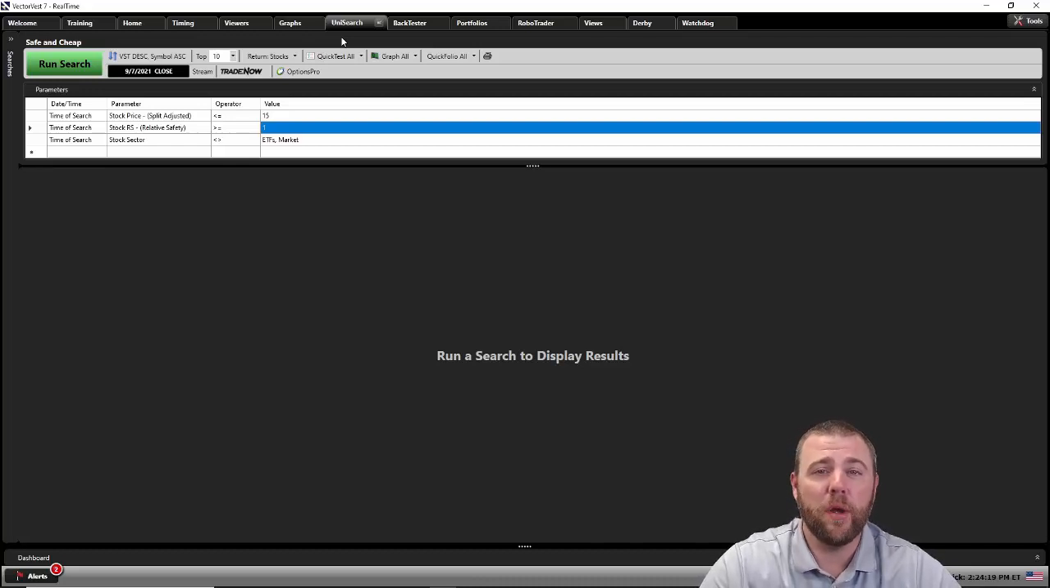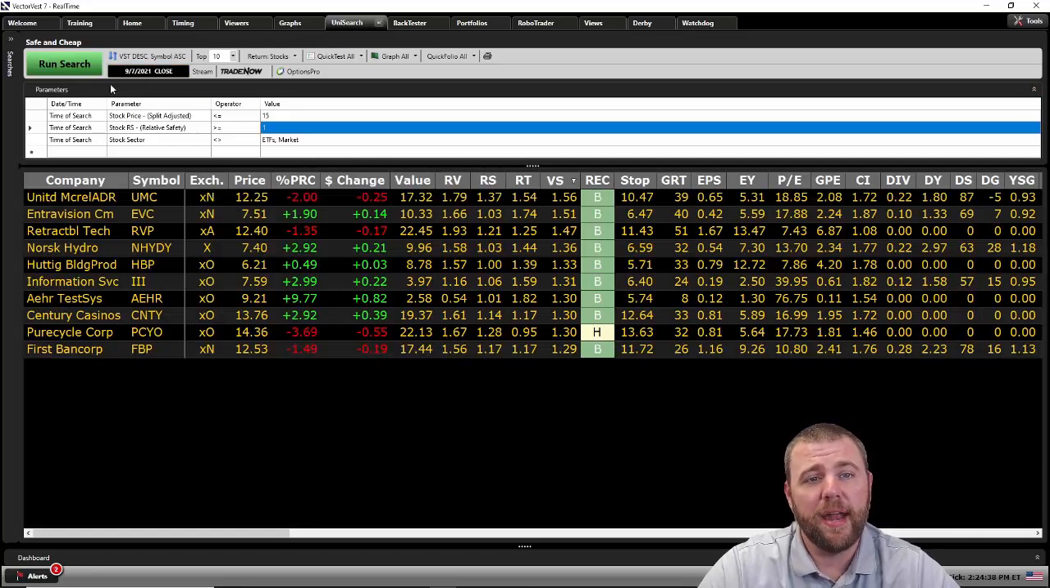So just to give you a quick run through of what we have here, right now we have stocks less than or equal to $15, has to have a relative safety, as we just talked about, greater than or equal to 1, and then also making sure that they're not ETFs or closed-end funds, which is shown as market here. So all I have to do is go ahead and run the search, and right now it shows me the top 10.